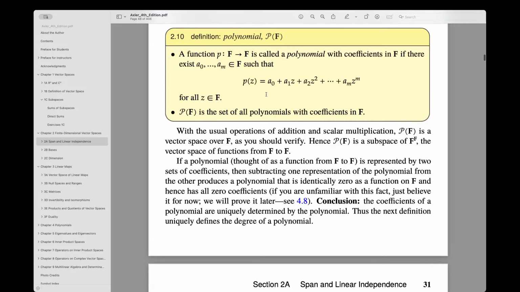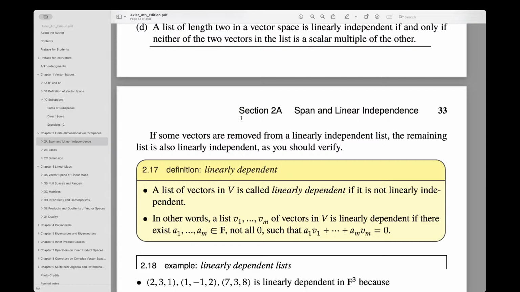Now we can give the definition of linear dependence, which is simply a negation of linear independence. So a list of vectors is linearly dependent if it is not linearly independent, because these are just the negation of each other. So it's quite easy to find two vectors that are linearly dependent.